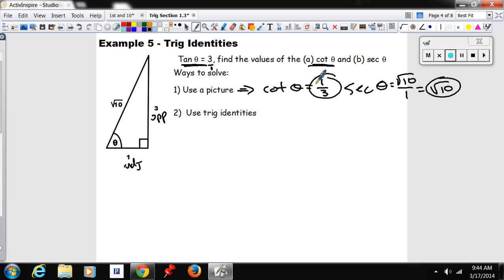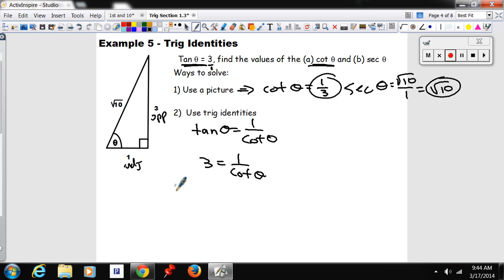That means I drew the picture and I found the sides on the triangle. Now let's use the identities. Is there an identity that has tangent and cotangent in it? Yeah, the reciprocal one, right? Where it says tangent equals 1 over cotangent. What could I take out and what could I put in its place? What did they give me? Tangent equals, I'm going to take out tangent, I'm going to put in 3. So 3 equals 1 over cotangent.